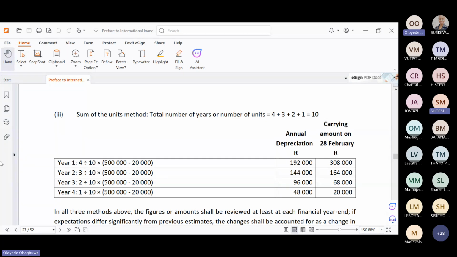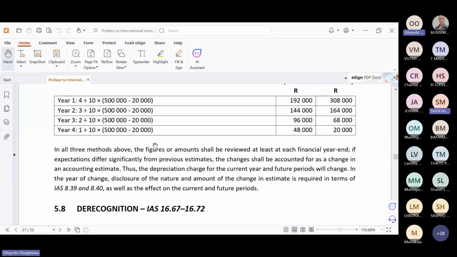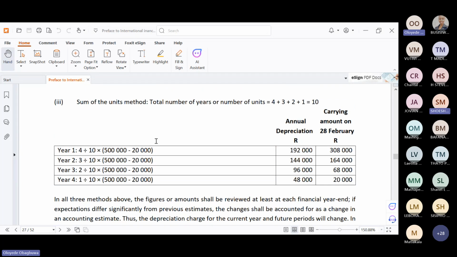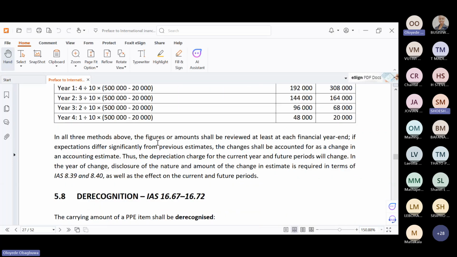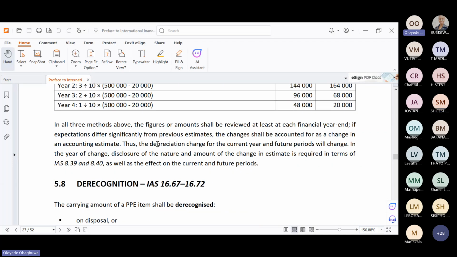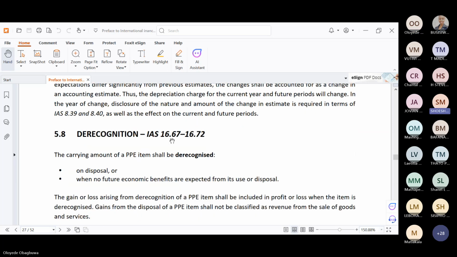Okay? And this is very, very uncommon. I'm not sure there's any of such in any of the comprehensive examples. Okay, so in any of these methods above, the figure or the amount shall be reviewed at least at each financial year if the expectation differs significantly from the previous estimate.